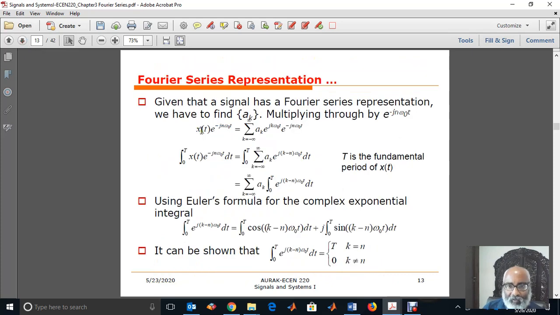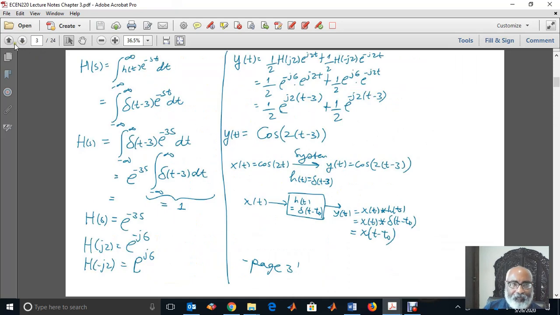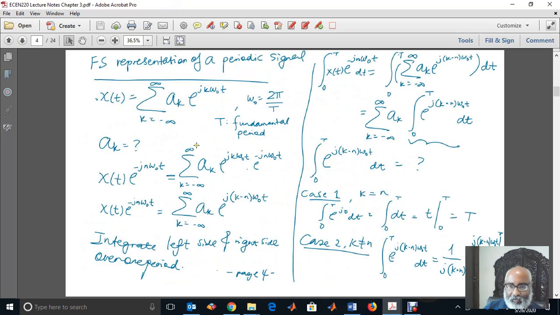Now, given the signal x of t as a summation of ak e raised to jk omega naught t, what is the ak? Let's prove this, how we get the ak's. If we refer also to the additional lecture notes here, if x of t is given by this, what are the ak's? These steps will show you how we find the ak's.